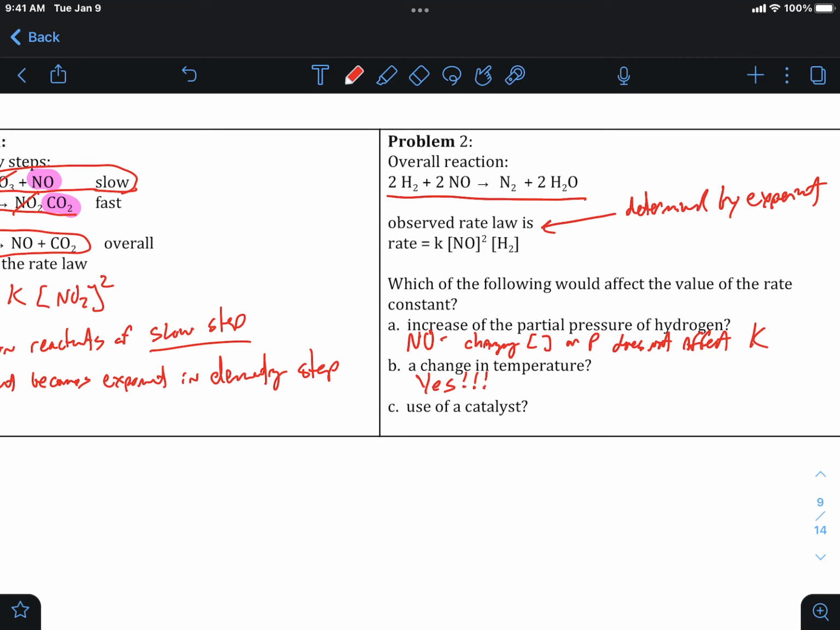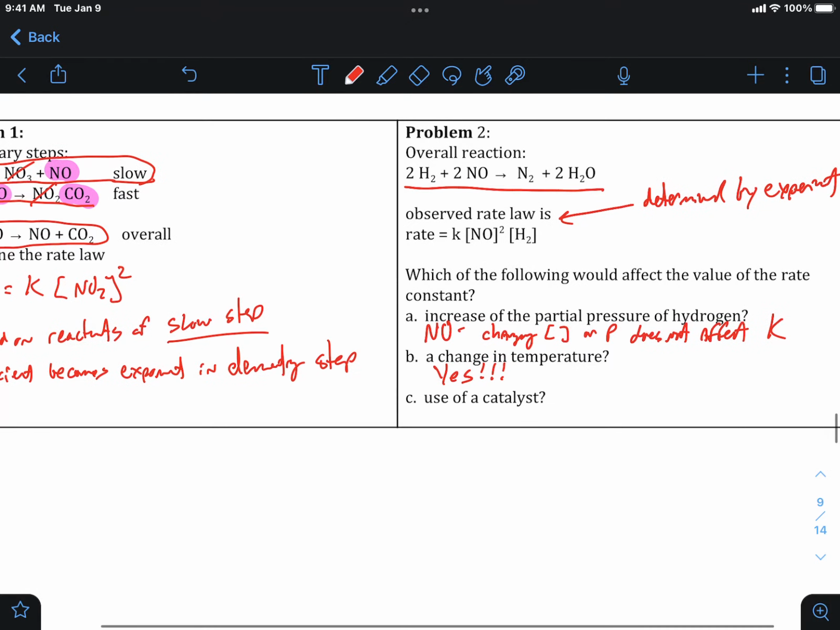Definitely. If we use a catalyst, okay, I realized we did not define the term catalyst yet, so let's define the catalyst.